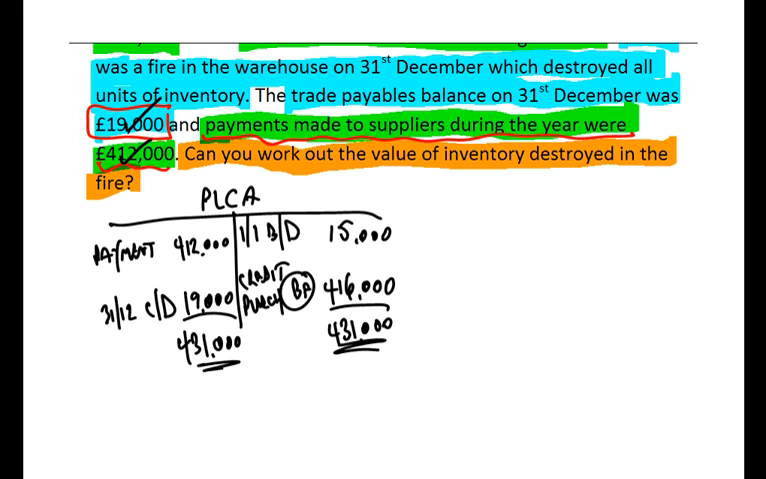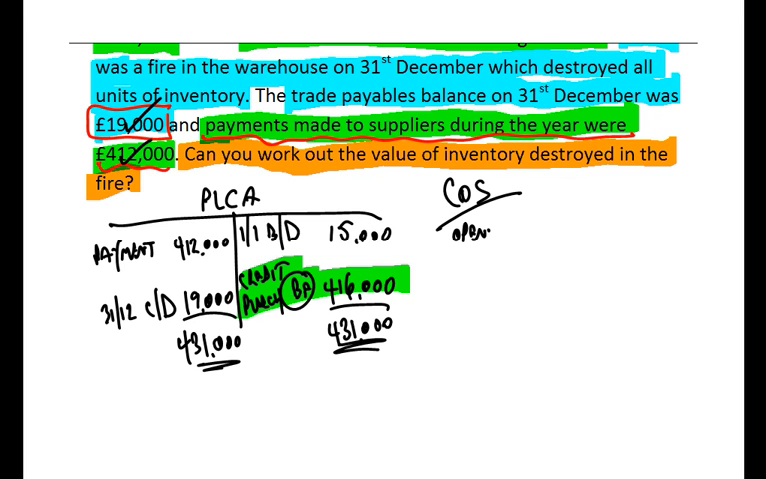So you can see, using a little bit of cunning, a little bit of detective work, I've managed to identify now a missing figure. I know what the level of credit purchases during the period was. Well, why is that useful? Well, the other incomplete records technique we can now start thinking about is the makeup of cost of sales. Now, hopefully from your studies of the income statement or the P&L, you're familiar with the concept of cost of sales. And cost of sales is generally made up of 3 elements.